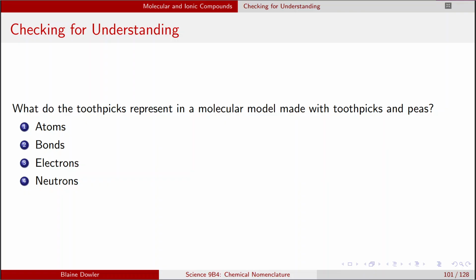What do the toothpicks represent in a molecular model made with toothpicks and peas? Are they atoms, bonds, electrons, or neutrons? Pause now if you need more time. They represent bonds.